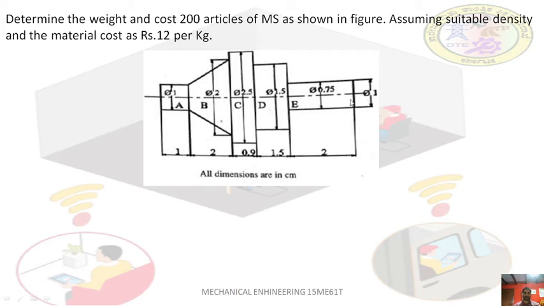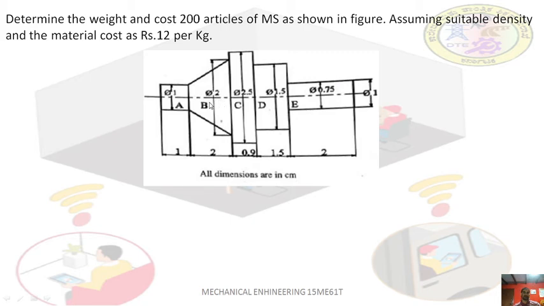Ignore this. The diameter is 0.75, because you can see this 1 centimeter is a little less than this. You have to consider 0.75 diameter. So we have 4 solid cylinders. The formula for a solid cylinder is very simple: pi d square by 4 into L, where d is the diameter and L is the length. The only extra thing will be the frustum of cone.